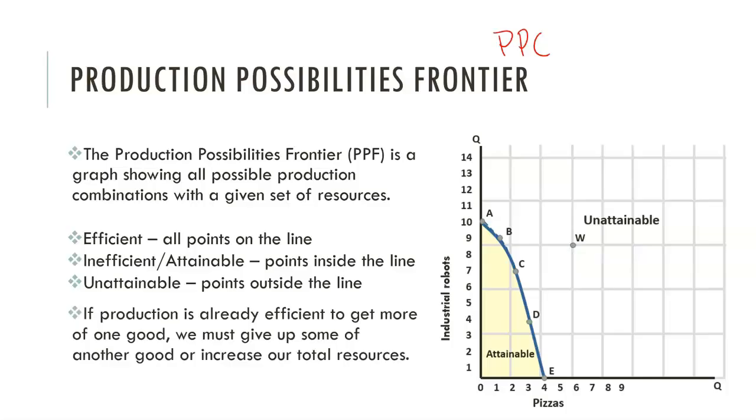But economics is all about scarcity and trade-offs, right? So if we're already at an efficient point, let's say we're producing at point A, but we realize that we like eating, we don't only want robots, we need some pizza. If we are already at an efficient point of producing all of our robots, if we want to get more pizza, we're going to have to give up some robots. There's going to be a trade-off. So if we're already being efficient, we're already using all of our resources, if we want more of one good, we must give up some of another good, or somehow increase our total resources.